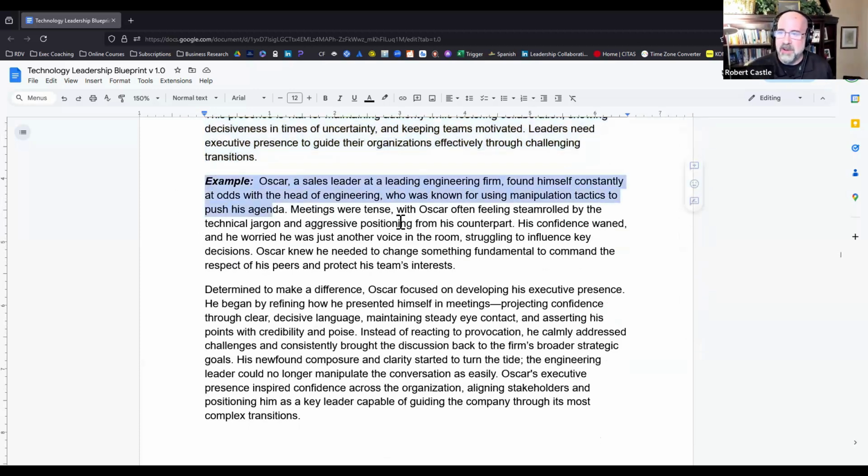Let's take another example. Oscar, a sales leader at a leading engineering firm, found himself constantly at odds with the head of engineering, who is known for using manipulation tactics to push his agenda. Meetings were tense, with Oscar often feeling steamrolled by the technical jargon and aggressive positioning from his counterpart. His confidence waned, and he worried he was just another voice in the room, struggling to influence key decisions. Oscar knew he needed to change something fundamental to command the respect of his peers and protect his team's interests.